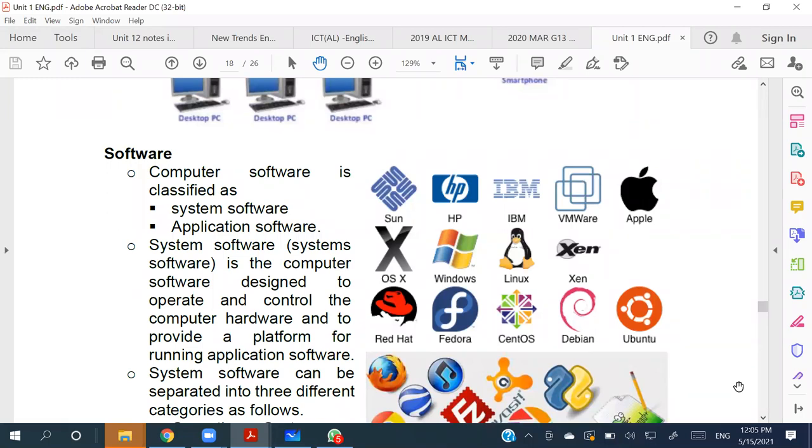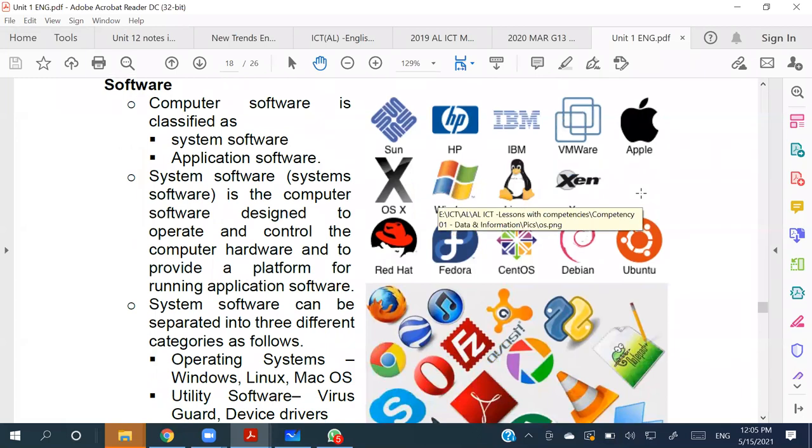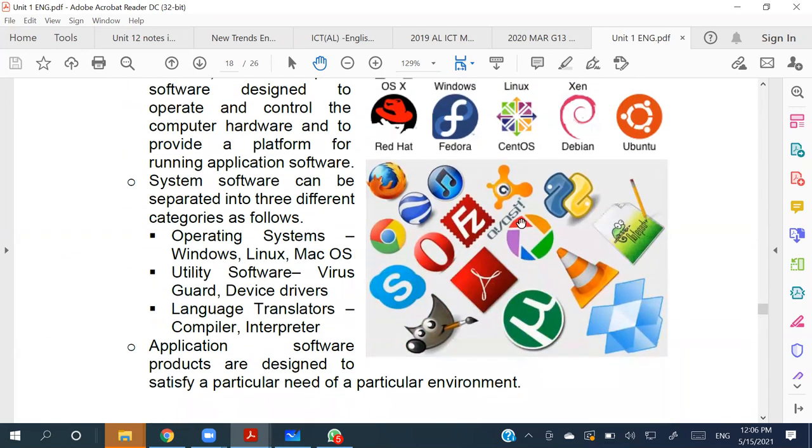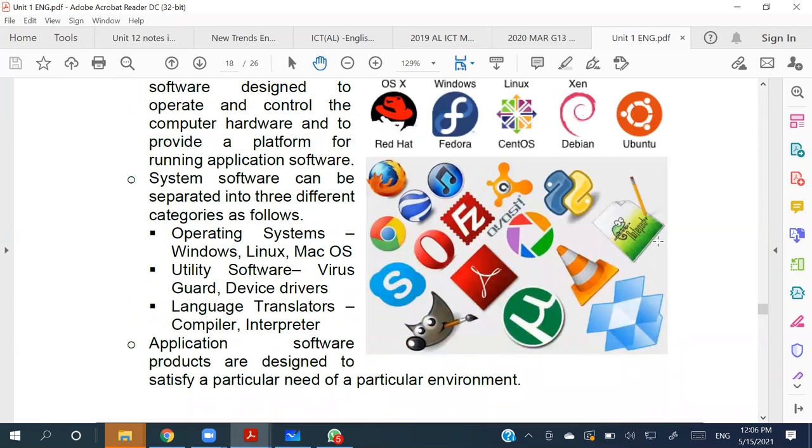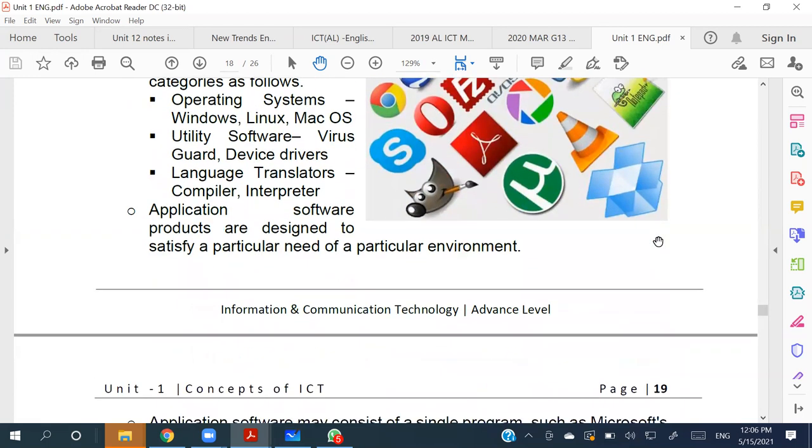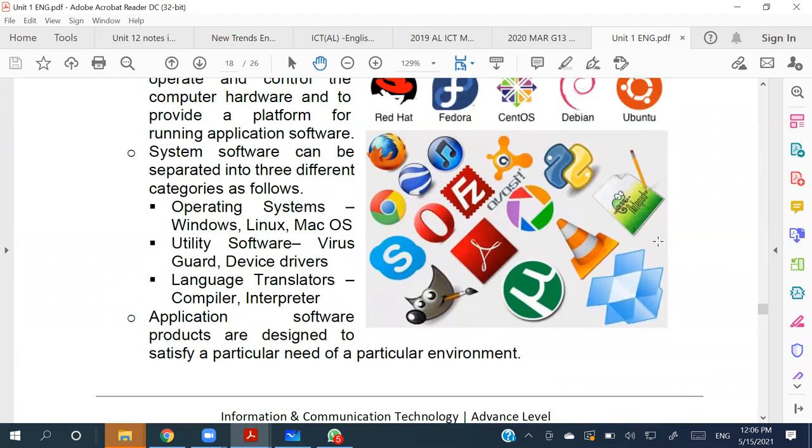So when it comes to the system software, if you take operating systems, there are different kinds of operating systems, right? So here I have shown you some of the operating systems, like OS X, Red Hat, Windows, Linux, those kind of things, right? And the application softwares are as follows, like anything that you use to make your things easy these days, right? And utility software is called the softwares that help us to keep our things in a smooth manner, right?